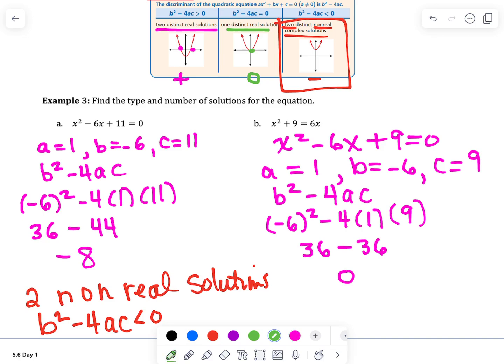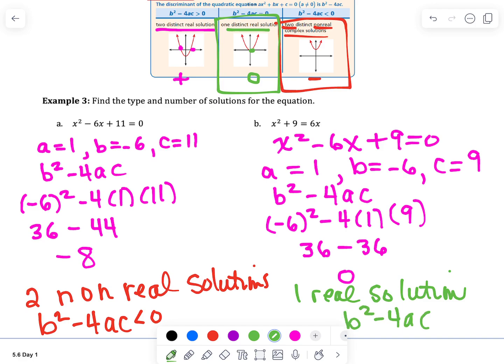So if we look at our chart, when we have a discriminant equals 0, that's telling us we have one x-intercept. So we have one real solution. Because our discriminant equals 0.